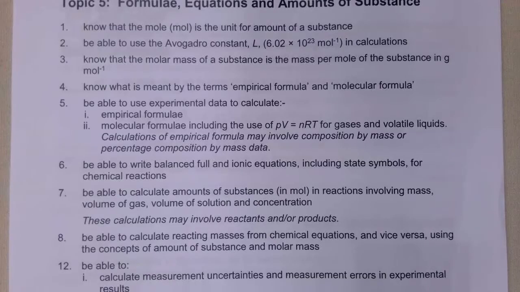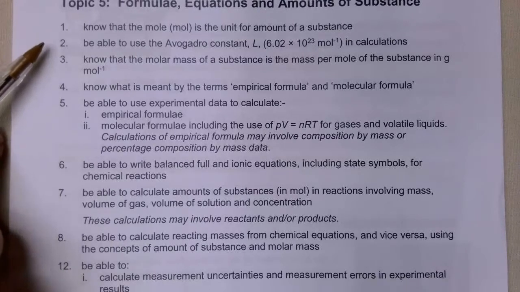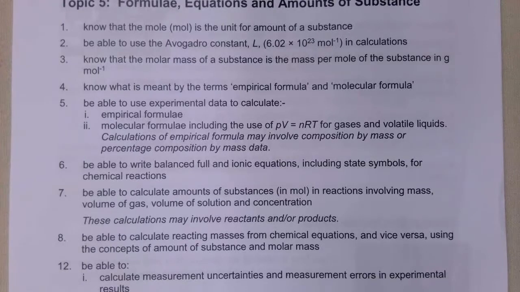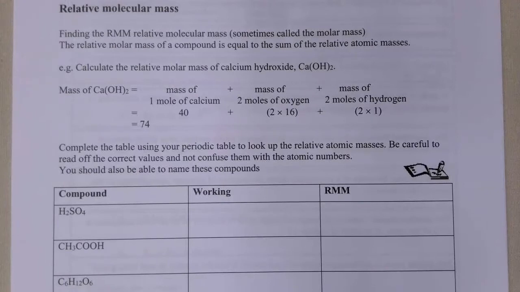So the first thing we're looking at is the syllabus statements on the front cover. By the end of the topic, these are all the things that you should be able to do, use and know. So we're looking at page 1 of your notes and we're going to start by looking at the relative molecular mass. Sometimes you'll see this called the RMM or the molar mass, and it is the mass of 1 mole of the compound.